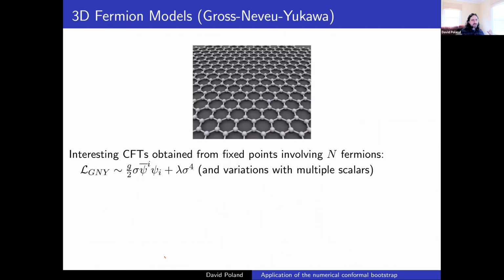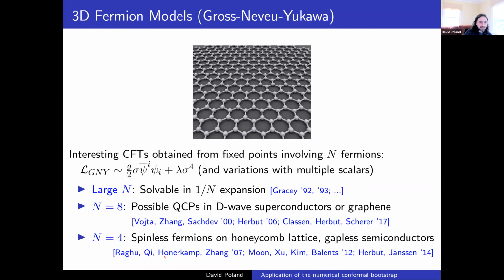Let me just mention there are some other interesting CFTs that you can tackle from the perspective of spinning 4-point functions. One class is called the Gross-Neveu-Yukawa models, which look like interacting CFTs built out of n fermions, psi I, and 1 or more scalars. The simplest Lagrangian is shown here, where you have a Yukawa coupling, sigma psi bar I psi I, plus lambda sigma to the 4th. And there are also variations of these models with multiple scalars. Various values of n are interesting physically.